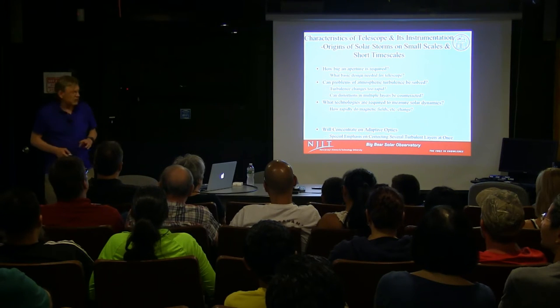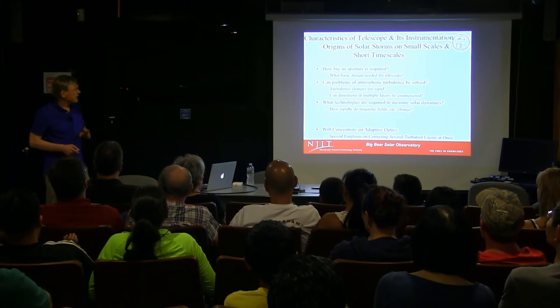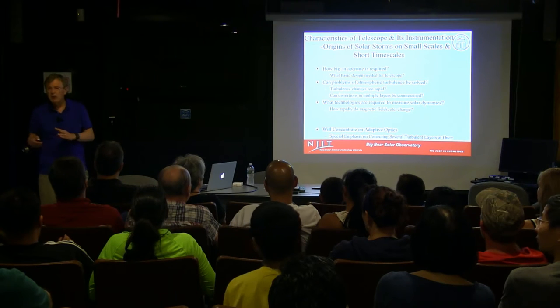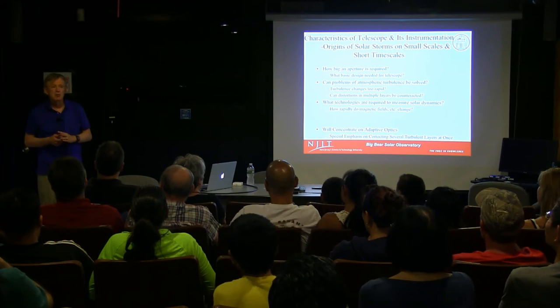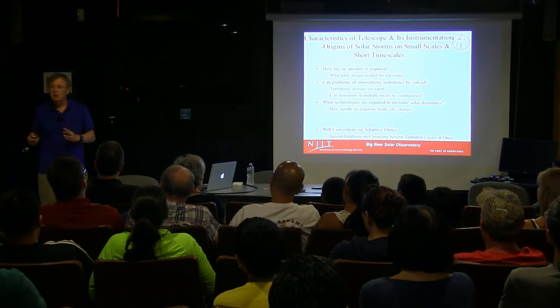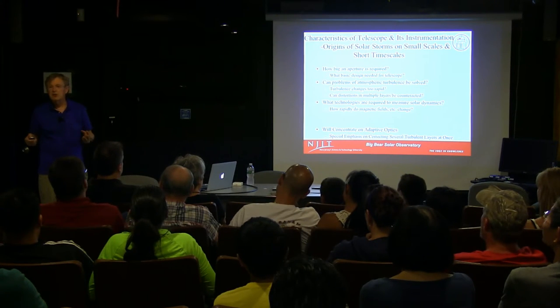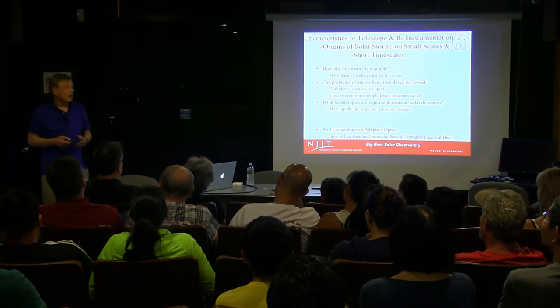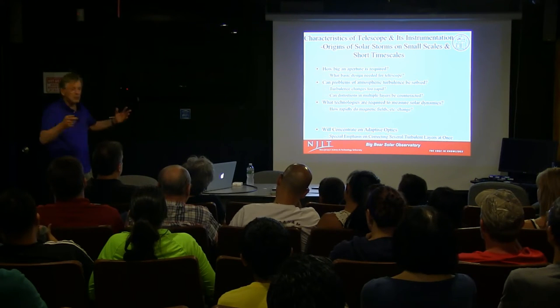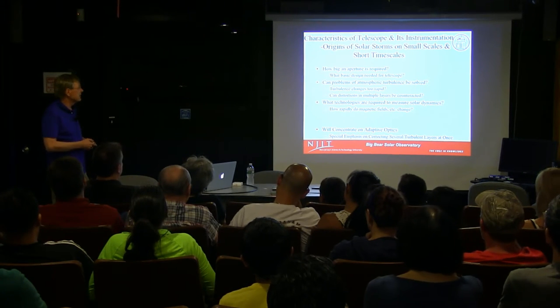When I became director of the observatory about 20 years ago, I wanted to build the most powerful solar telescope in the world, but you don't want to build it any more powerful than is needed to solve the problems that you have. So how powerful does it need to be? How big does it need to be?